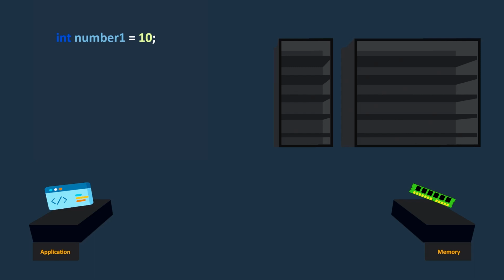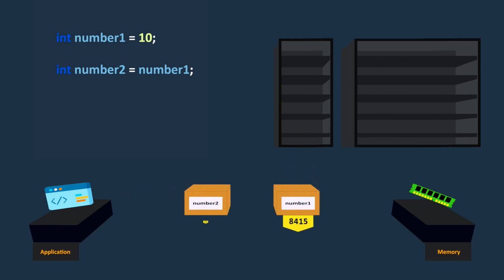When we declare the variable number 1 and assign 10 to it, the compiler allocates a memory space specifically for number 1 and directly stores the value 10 in that memory space. Now, let's consider another variable named number 2 that is assigned the value of number 1. In this case, the compiler allocates a separate memory space for number 2 and directly stores another value of 10 in that memory space. As a result, we have two separate memory locations, each containing the value 10.